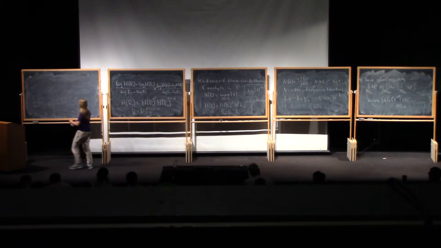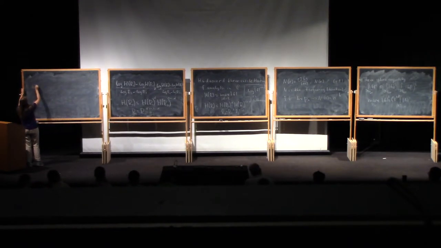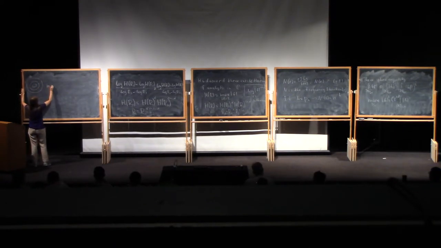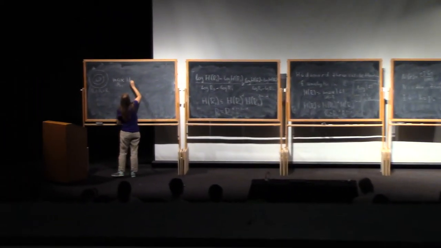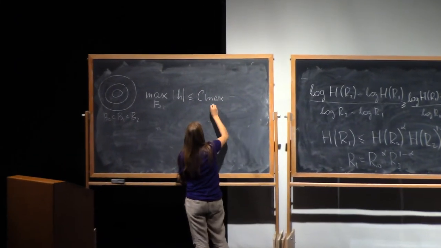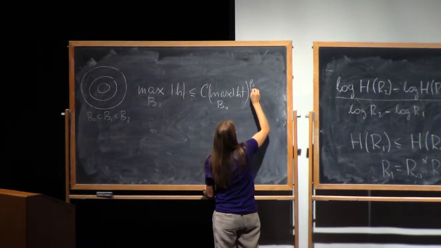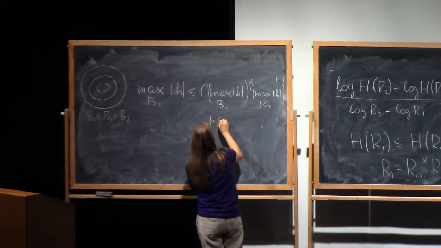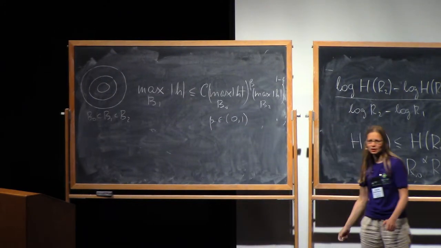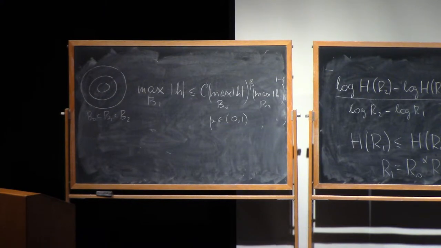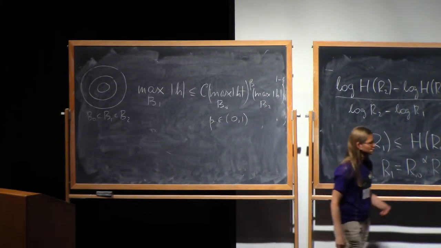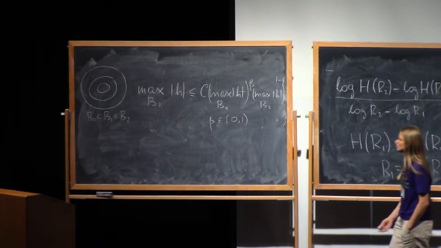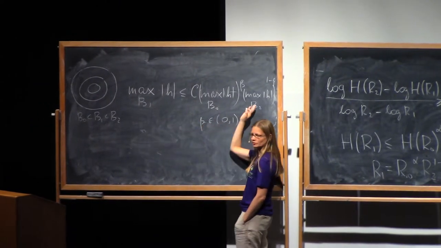So by comparing these norms, you see that for any three concentric circles like that, you have the inequality for the maximums. I'll call those just B0, B1, and B2, with some beta between 0 and 1, depending on the ratios of the radii of the balls. It's not so beautiful as in Hadamard's three circles theorem, but there is some beta between 0 and 1 and a constant c, so that for any harmonic function we have this inequality.